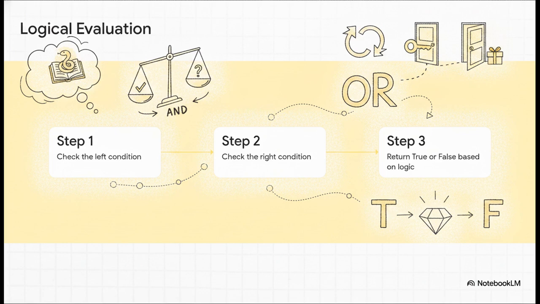First, Python checks the left condition. Then, it checks the right condition. Finally, it evaluates them together based on the words and or. If you use and, both of those conditions must be true. For example, is the user over 18 and do they have an ID? If you use or, only one of them needs to be true, like are they a premium member or do they have a coupon?